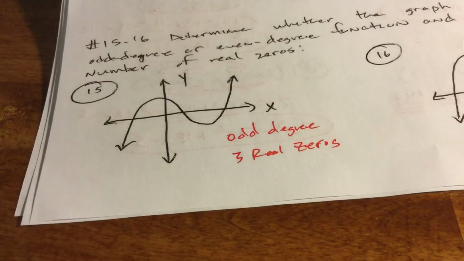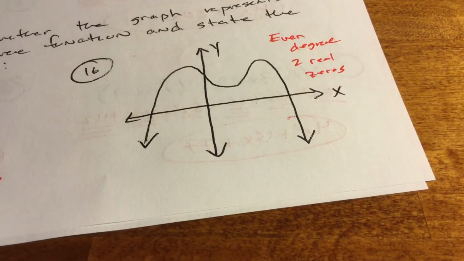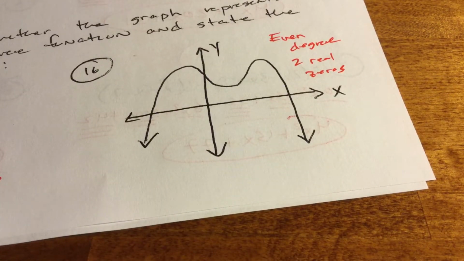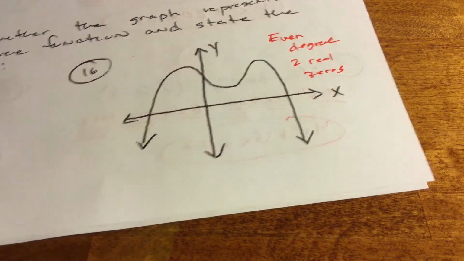Same thing here. It's odd degree. 3 real roots is odd because the arrows go in the opposite direction. The end behavior is the opposite direction. The end behavior is in the same direction there. And it has 2 real roots. It crosses the x-axis twice.